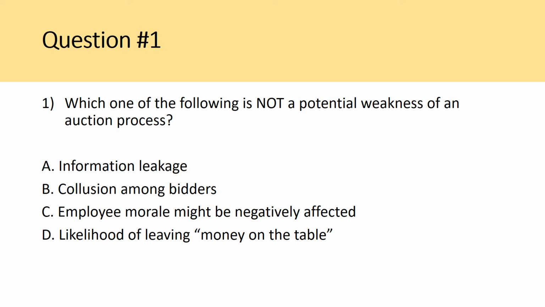Well, information leakage is a potential weakness, especially if you're opening up to a broad auction. There are a lot of bidders, you're offering confidential information to a lot of people, and that can, of course, leak. Collusion among bidders is also a real risk. Employee morale might be negatively affected, while the likelihood of leaving money on the table is not a risk. With the auction process, when you're creating that competitive bidding environment, you're driving up the price of the business. Therefore, you're not really leaving money on the table. With a negotiated sale, when you're only dealing with one bidder, that's where you leave the money on the table. So D would be the answer.